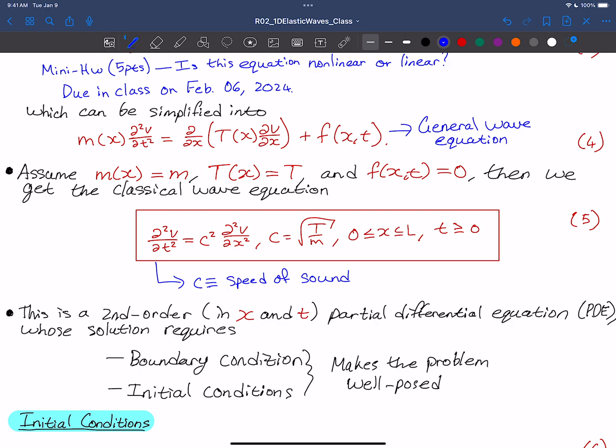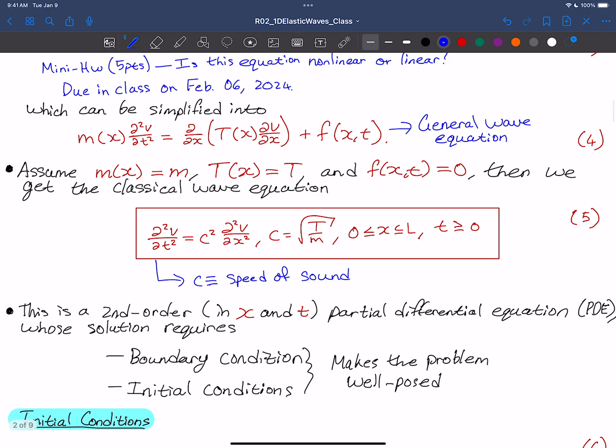That would be at x equals 0, x equals L. And initial conditions, what happens at time t equals 0. Having both of these makes the problem well posed. If you haven't seen boundary conditions before, they are, in a sense, the same as initial conditions, except that they are defined in space, so at the two ends of the string. Whereas initial conditions are defined for the displacement and velocity for the entire string, the boundary conditions are defined for only the two ends of the string.